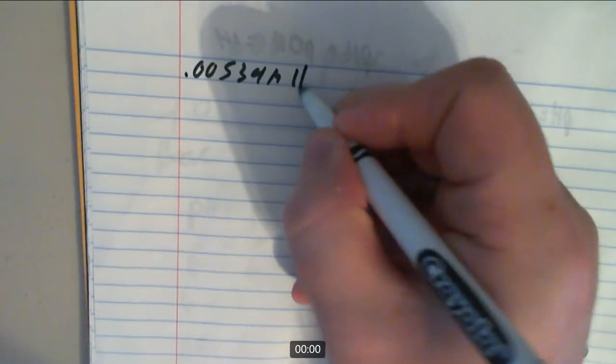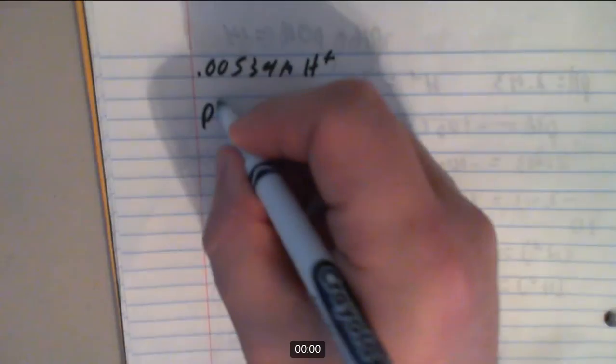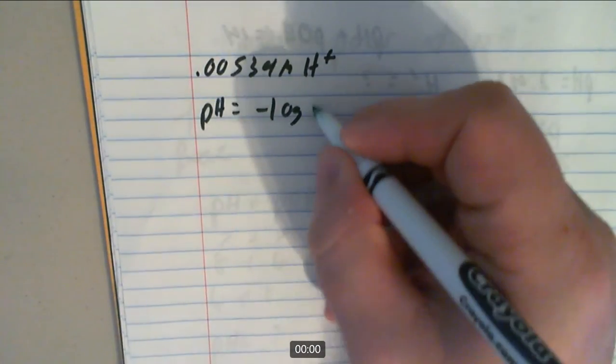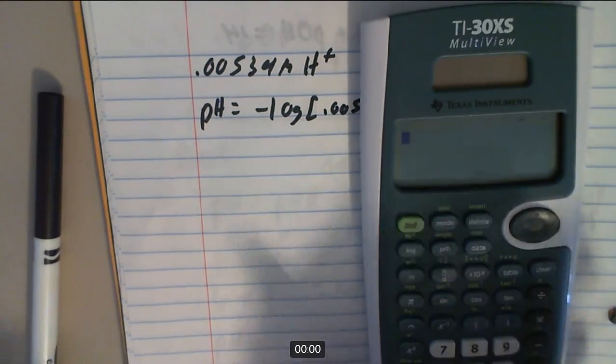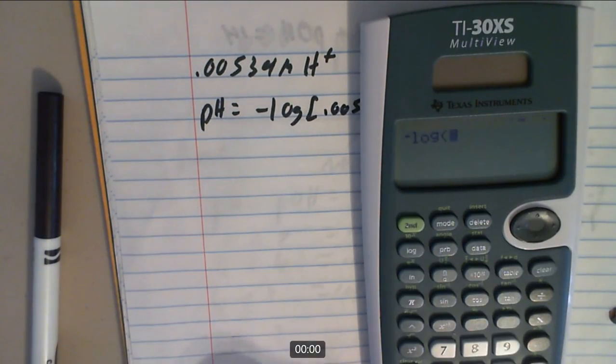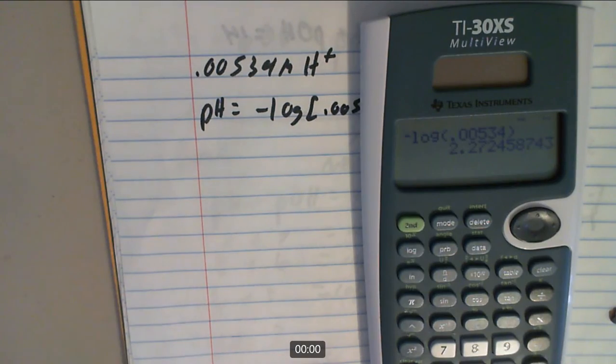0.00534. So the question is, what is the pH? pH equals negative log of 0.00534. So how do you do that in a calculator? Every calculator is different. Mine's going to be this way. I'm going to put all of it in at once, negative log of 0.00534. And I get a pH of 2.272. Again, don't worry about sig figs.